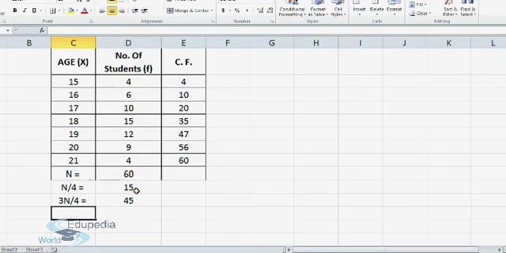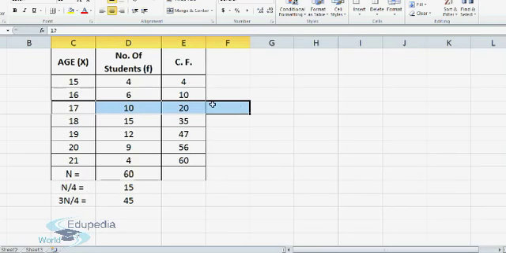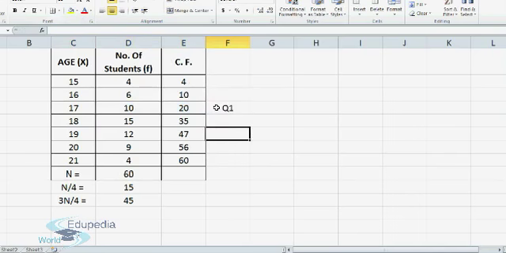So my Q1 corresponds to n by 4, which is 15. Now we see that the 15th data here corresponds to this class. So this will be, let me write here, Q1, and 45 corresponds to this class. Therefore this would give me my Q3. So my Q1 equals 17 and Q3 equals 19. Okay.